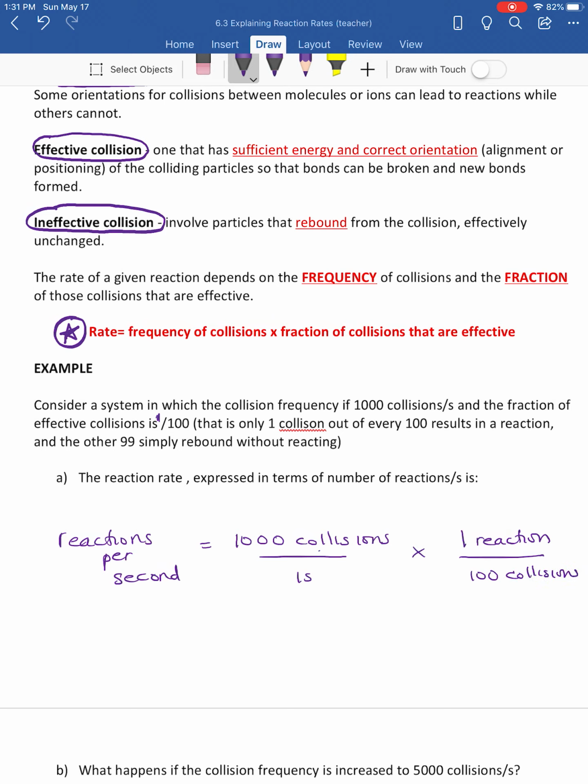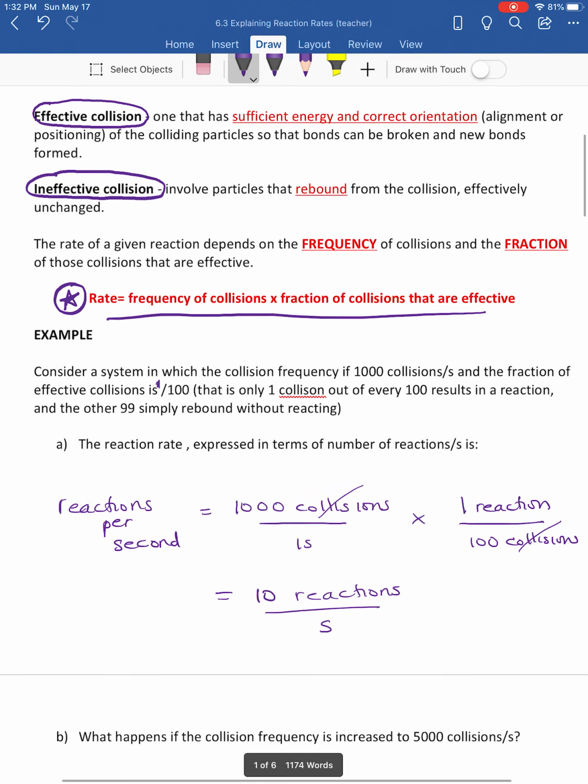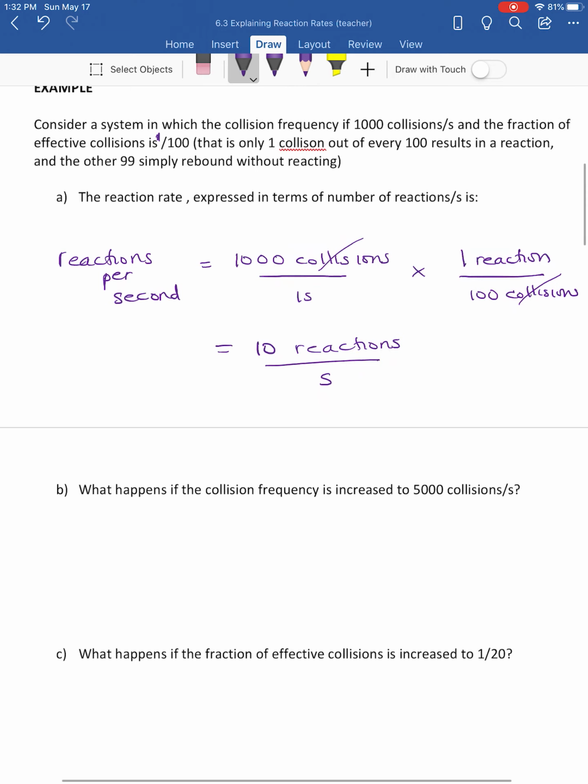And once we cancel out like terms, that gives me 10 reactions per second. Okay, so that is how we incorporate this equation. All right, so then let's take a look at what happens if the collision frequency is increased to 5,000 collisions per second. So we're increasing our odds.